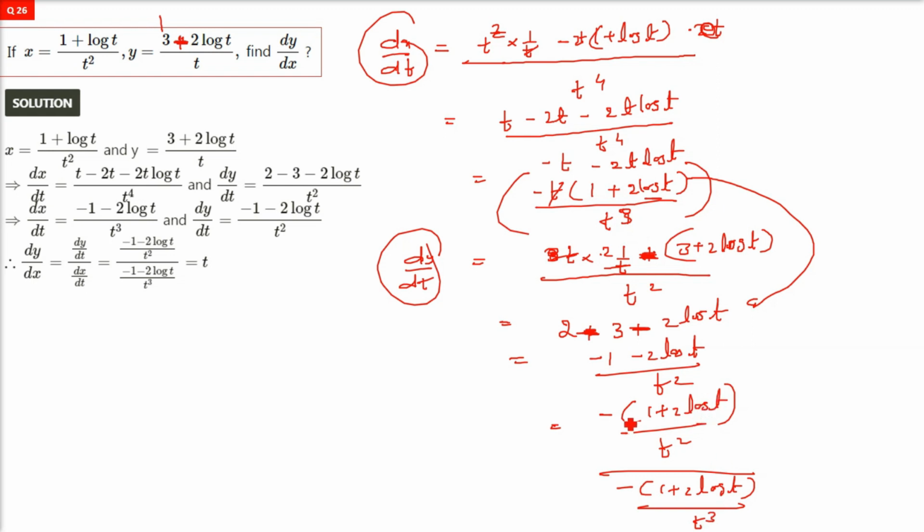Okay. So what do you get? Negative, negative gets cancelled. 1 plus 2 log t can get cancelled. T cube goes up. T cube by t square. 1 t gets cancelled. You get a t. Okay. So I am sorry. I am deeply, humbly sorry, because in the question there will be a negative in between.